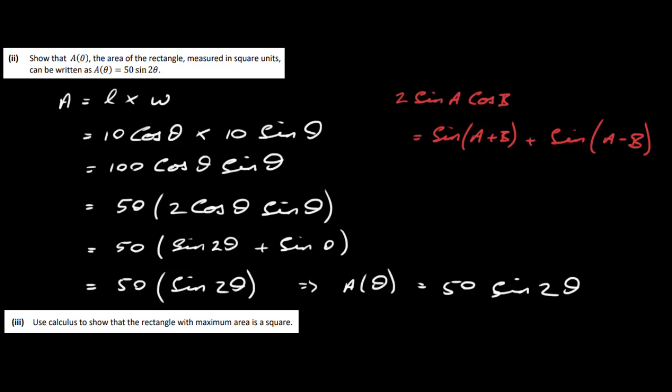Let's have a look at part 3. Use calculus to show that the rectangle with maximum area is a square. So let's have a look at our area formula. Our area formula now is A is equal to 50 sine 2 theta. So we want to maximize that, and the way we do that is we first differentiate.